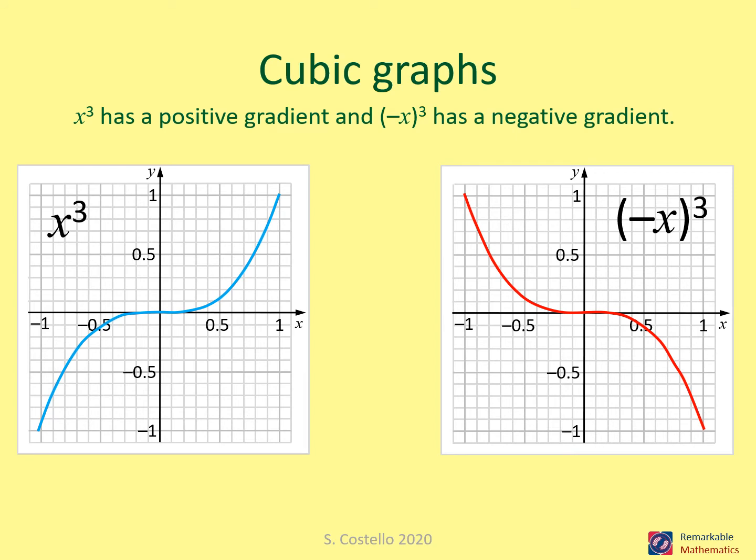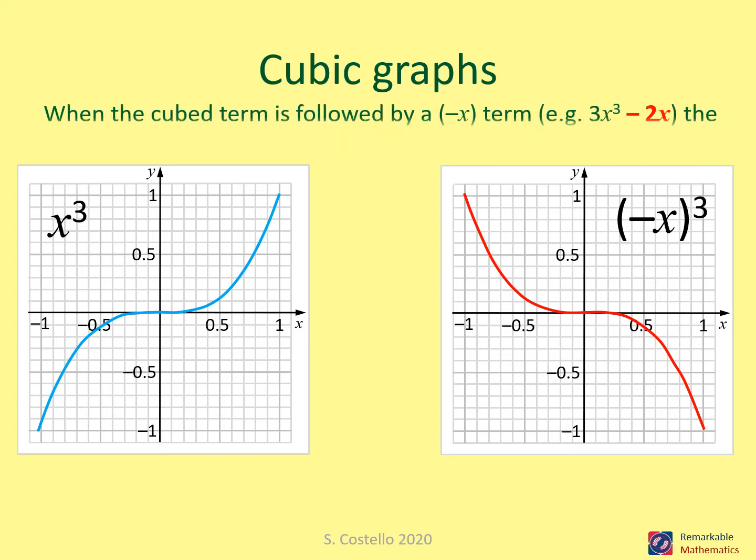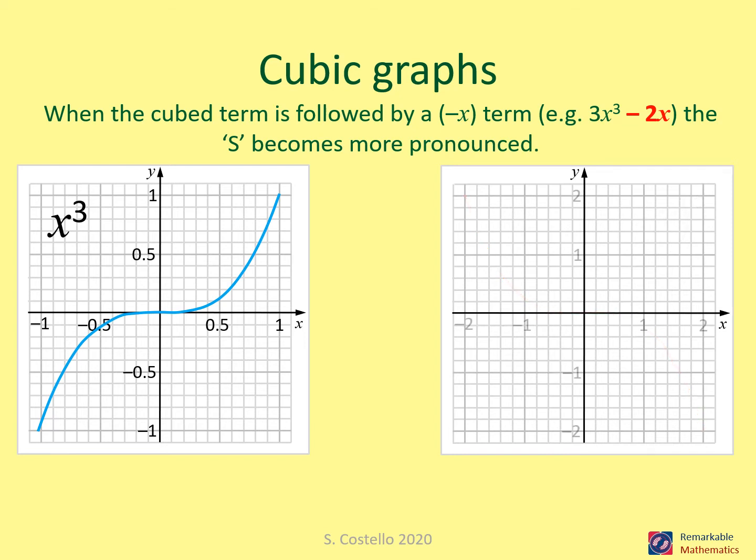X cubed has a positive gradient and minus x cubed has a negative gradient. The cubic graph is usually described as S-shaped. When the cube term is followed by a minus x term, for example 3x squared minus 2x, the S becomes more pronounced. There's a graph of x cubed minus x.